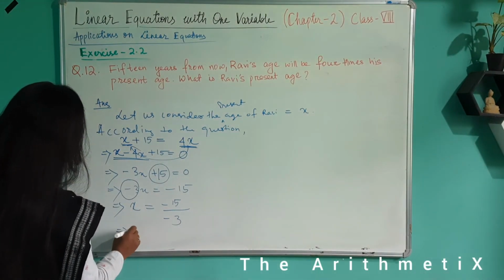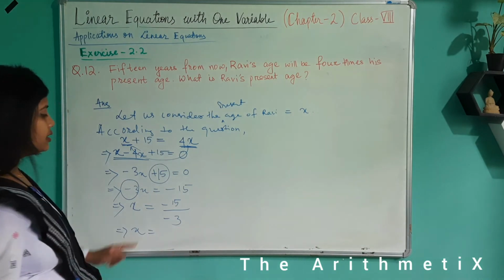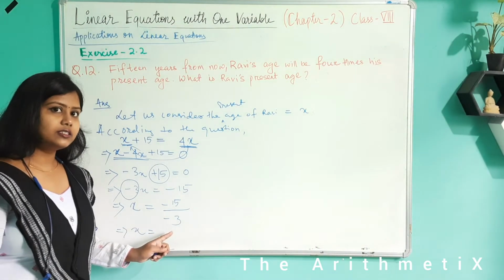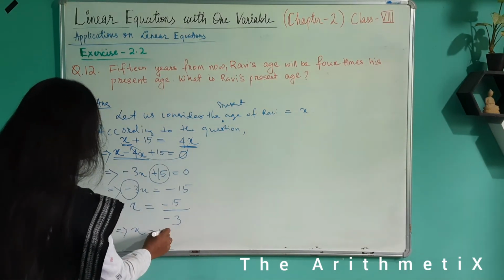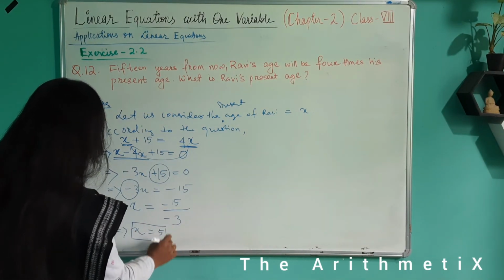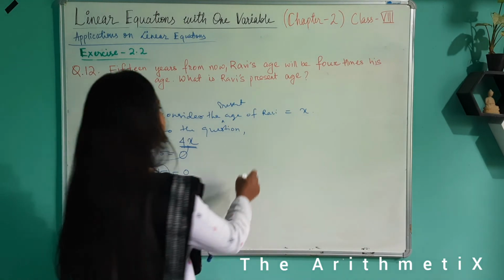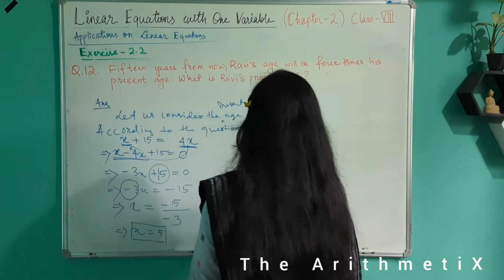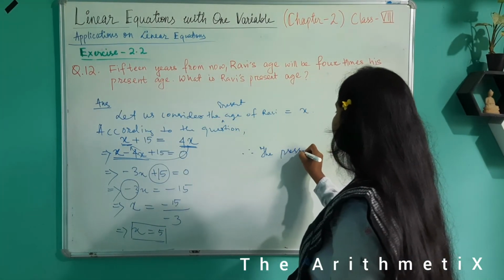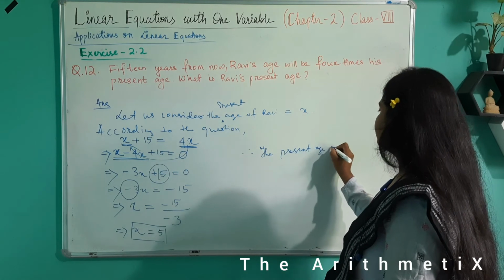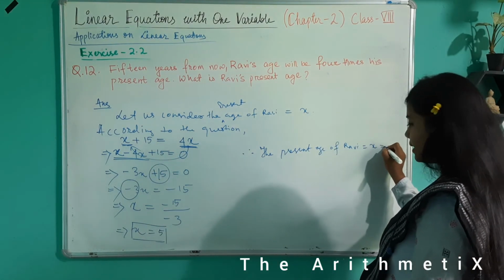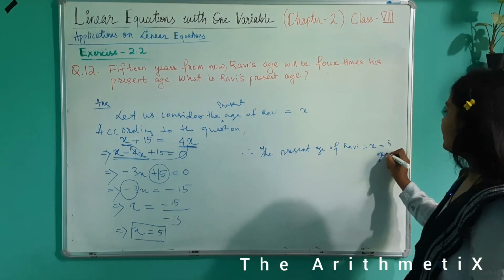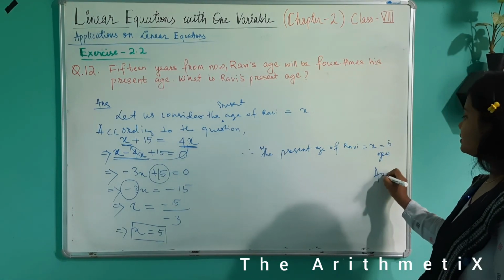This implies x equal to, here two negative numbers are divided, so the result will be positive, and 15 upon 3 is 5. So the present age of Ravi is 5 years. Therefore the present age of Ravi, which we took as x, came out to be 5 years. So this is the answer.